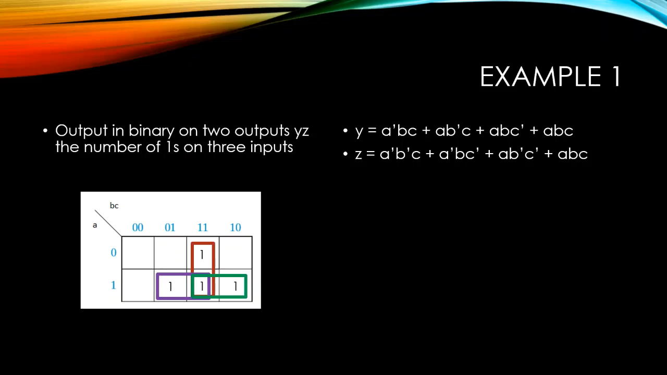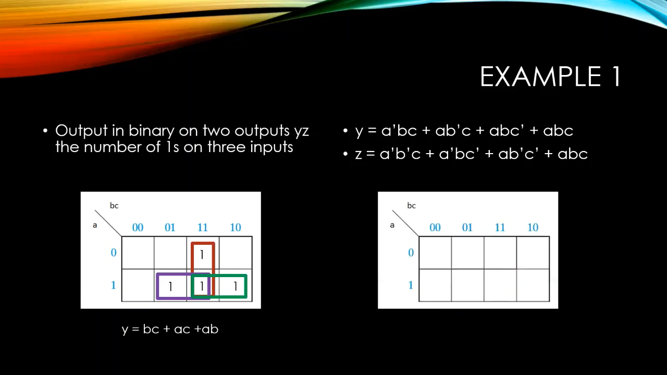All have an exclusive 1. So therefore, all groups will be part of the final equation for Y. Okay. And then determine the term corresponding to each group. So this will be the final equation for Y: BC plus AC plus AB.